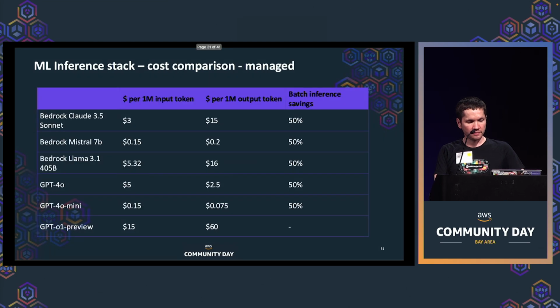So now let's do cost comparison. First, let's compare APIs, where you don't need to host an instance and you pay for pure tokens. Usually the payment structure looks like you pay per input tokens and you pay per output tokens.